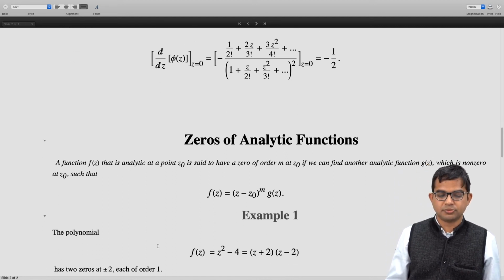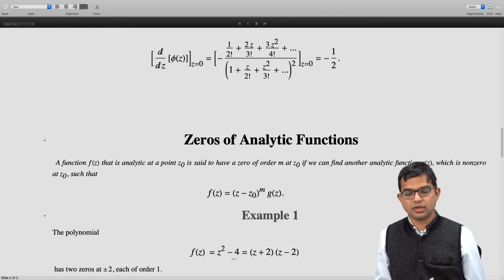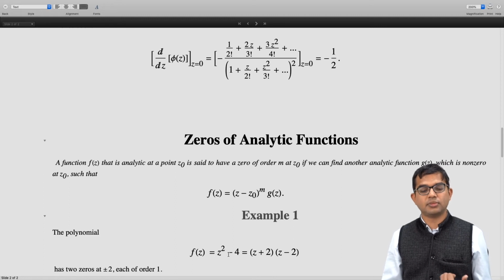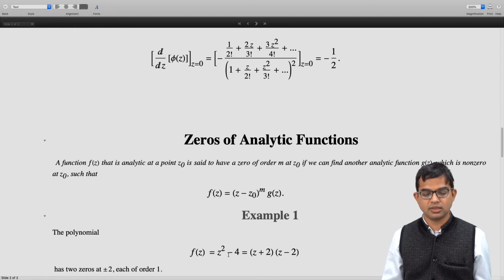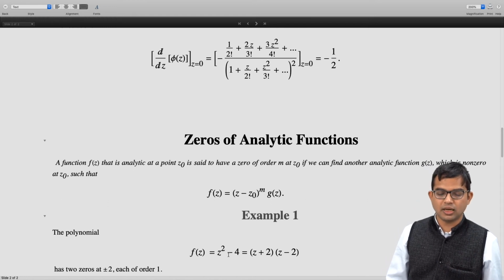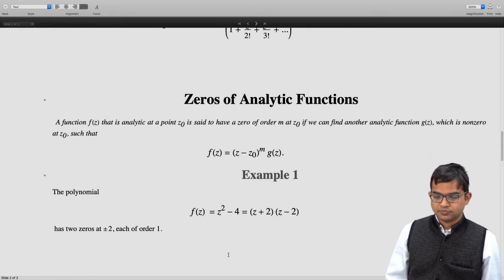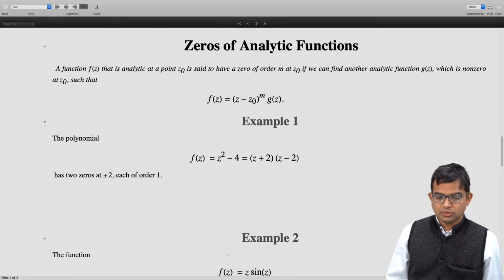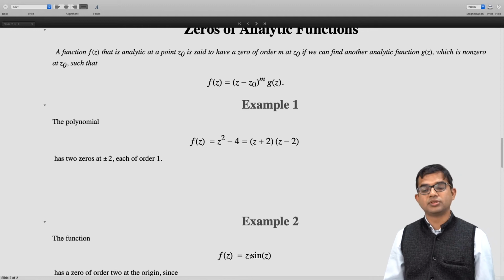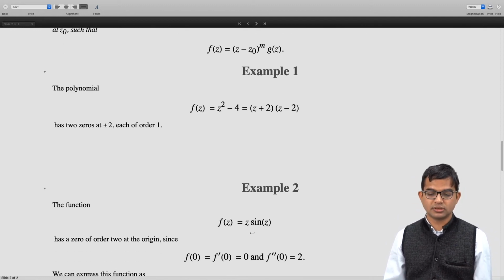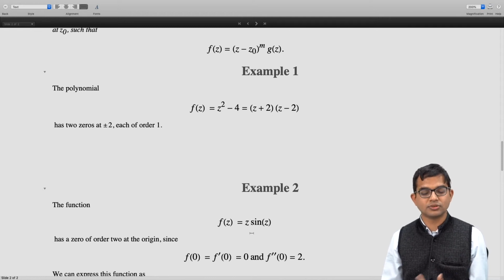So for example, this polynomial z squared minus 4, you can write it as z plus 2 times z minus 2, so it has zeros at plus 2 and at minus 2, each of order 1, right? So the definition is very analogous to the kind of definition we have for the order of a pole. Okay, so if you have a function like z times sine of z, it has a zero of order 2 at the origin, because z will contribute one order and sine of z contributes the other.